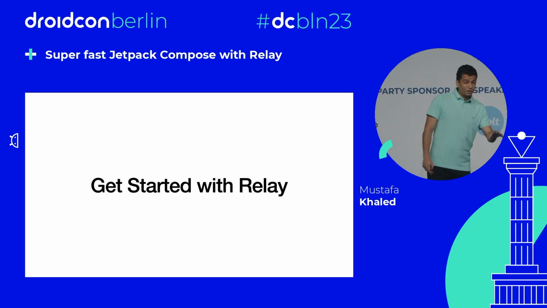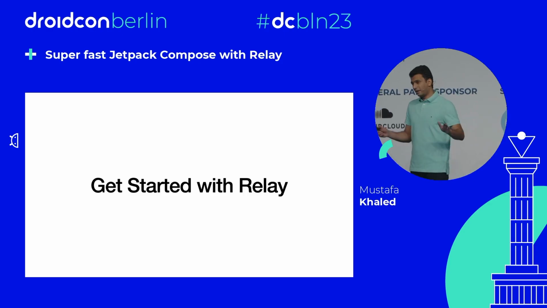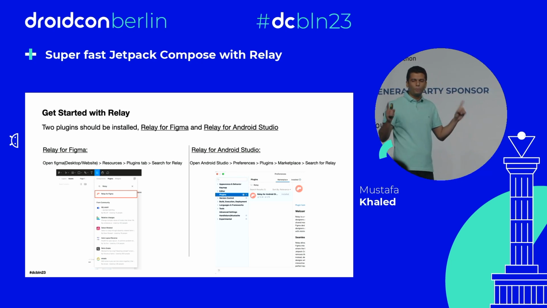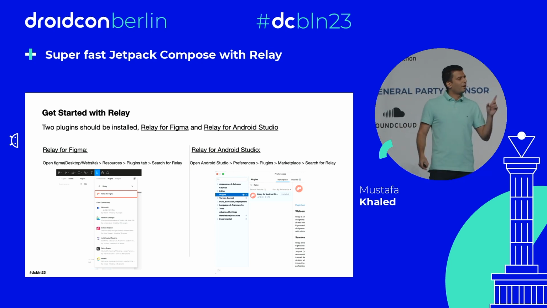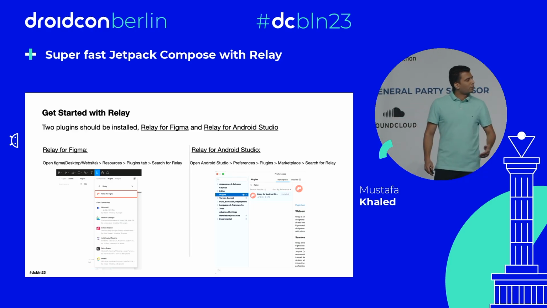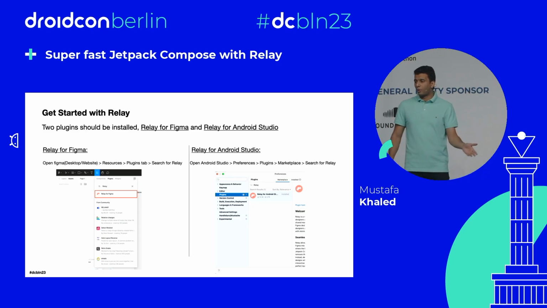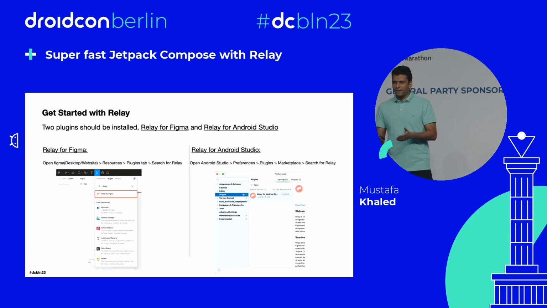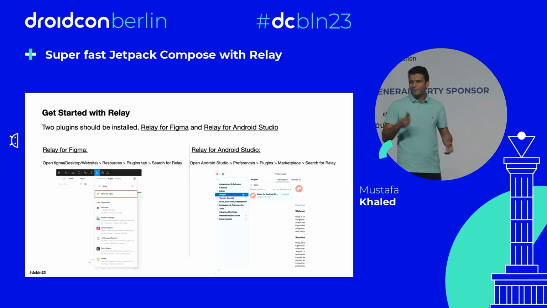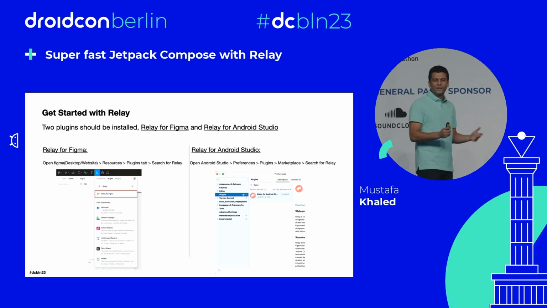To get started with Relay in development in general, you have to install 2 plugins. The first plugin is on Figma, and it can easily be found by going to the desktop app or the website itself, going to plugins, searching for Relay, and installing it. For the other side, you have to install the plugin in Android Studio, and this is pretty easy, I think, for all Android developers. You can find it in the plugins, search for it, and install it.